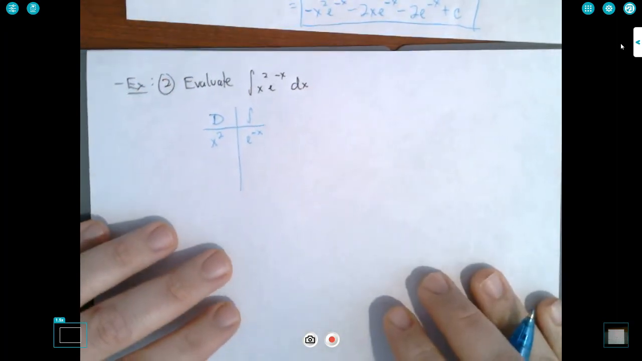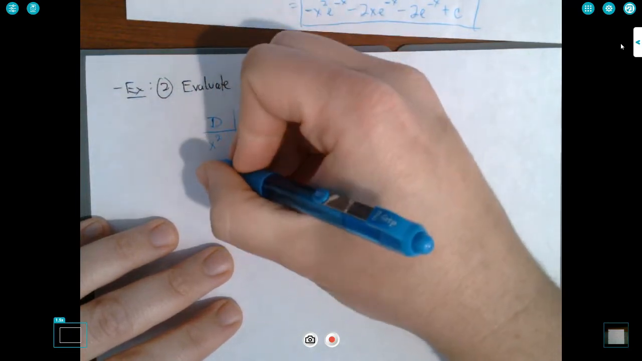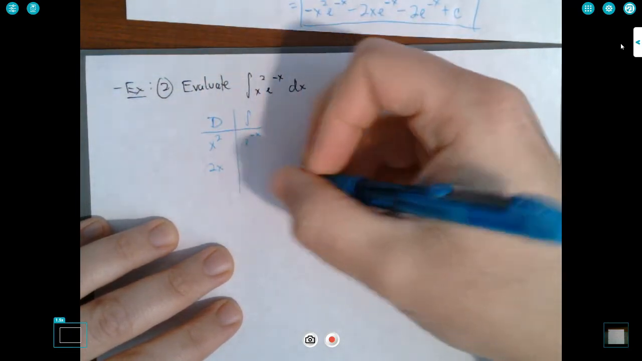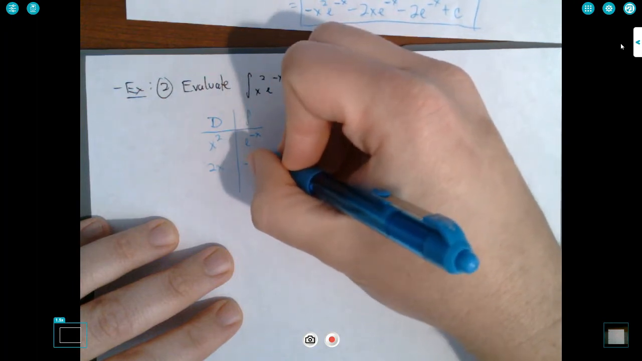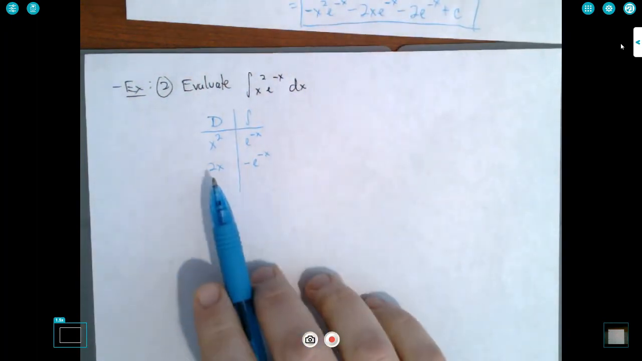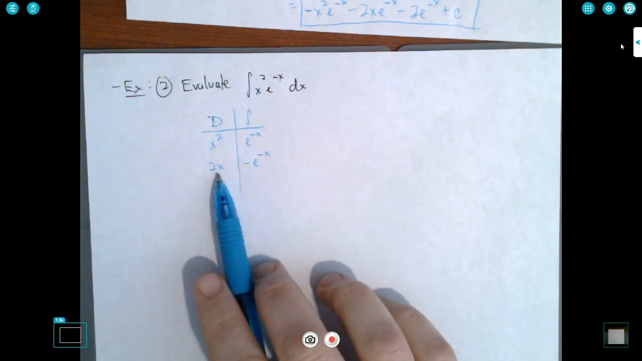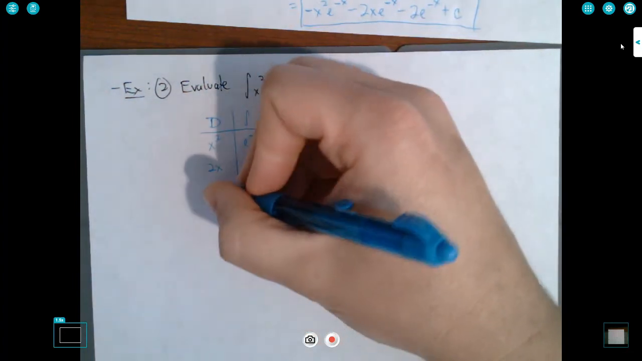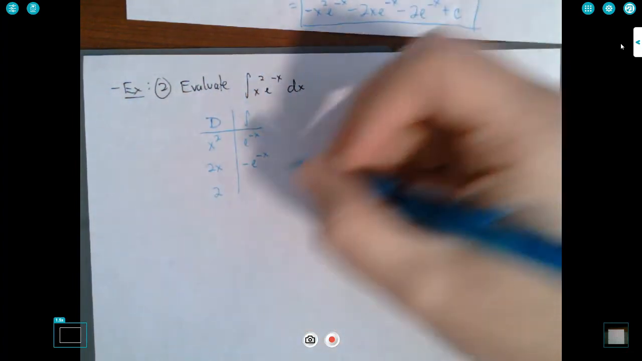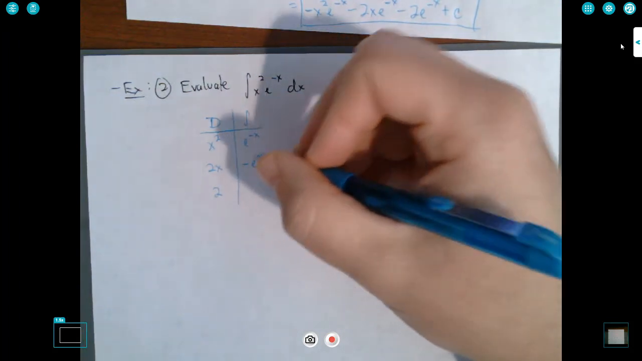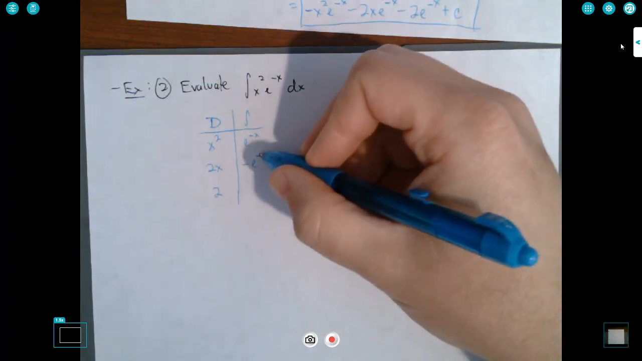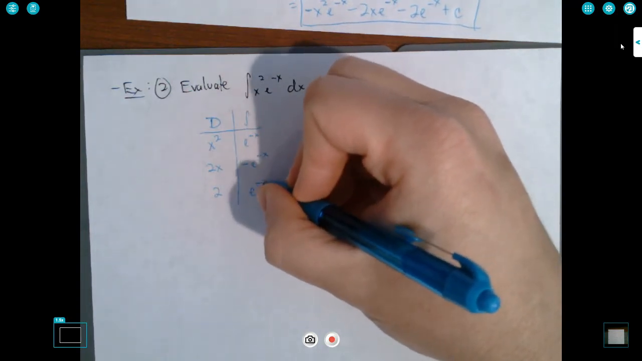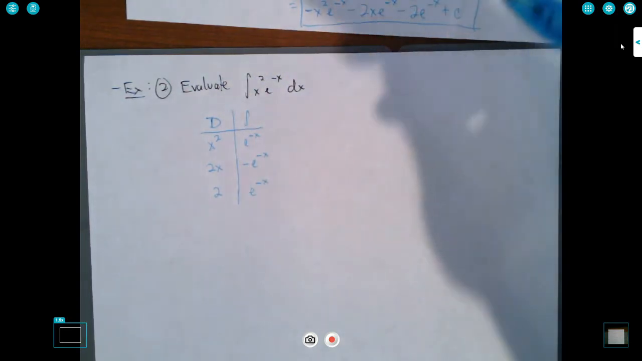And now what you do is you just differentiate this thing and integrate this thing. And then you can think about this last step. If I do 2x times negative e to the negative x, and I think about having to integrate that, well, I know that I'm going to have to do parts again, so I might as well just do it. Differentiate and then integrate. Integral of negative e to the negative x is just going to be positive e to the negative x, so the signs kind of alternate there.